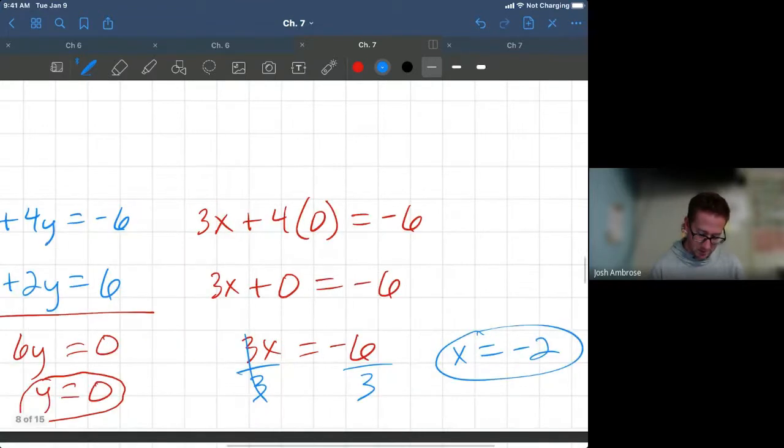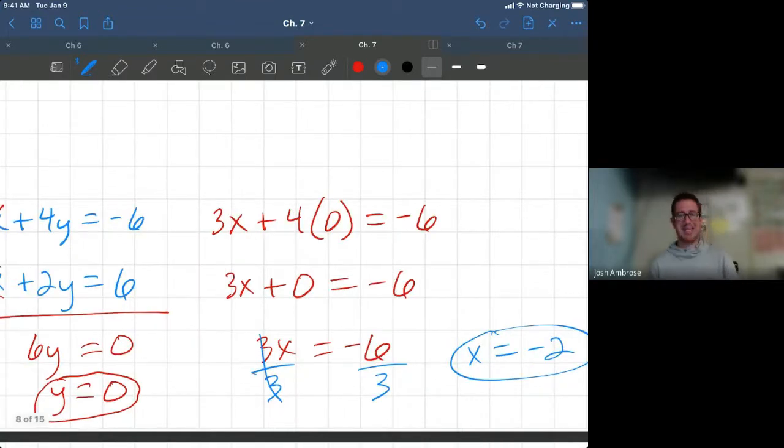All right, so y is 0, x is negative 2. There's your 3 example problems. Take these notes, all right? Review these notes. Make sure that you guys understand it, and if you don't, re-watch them.